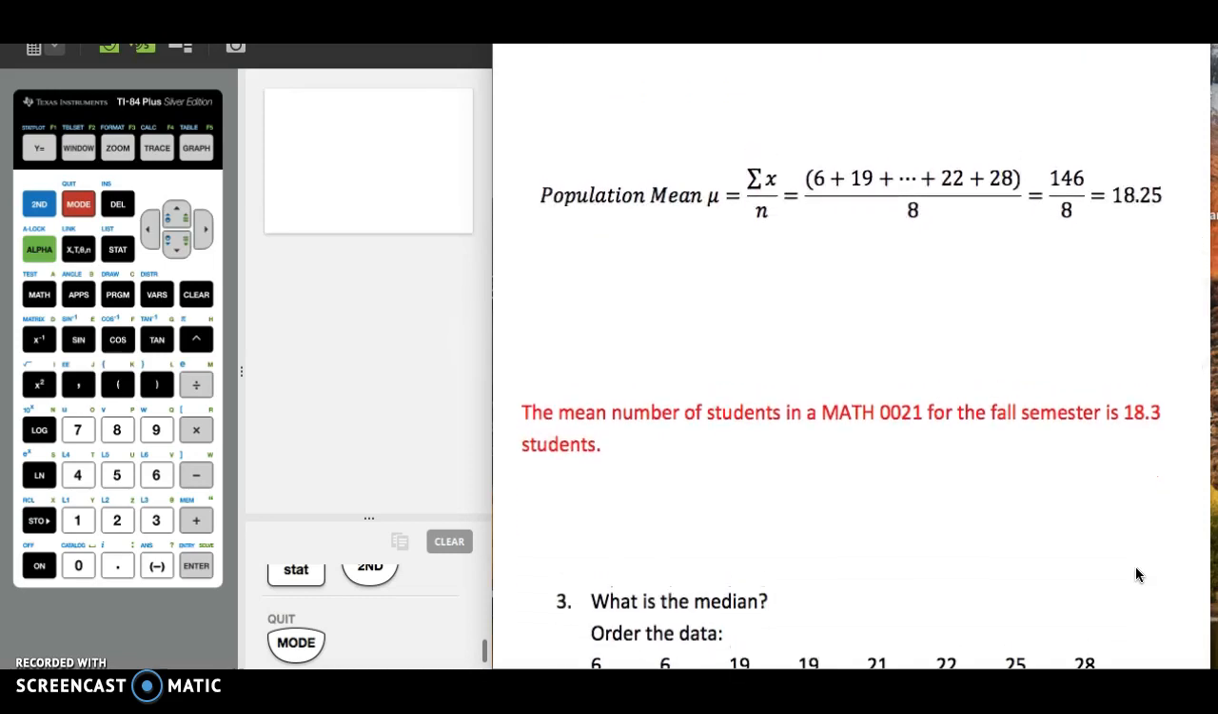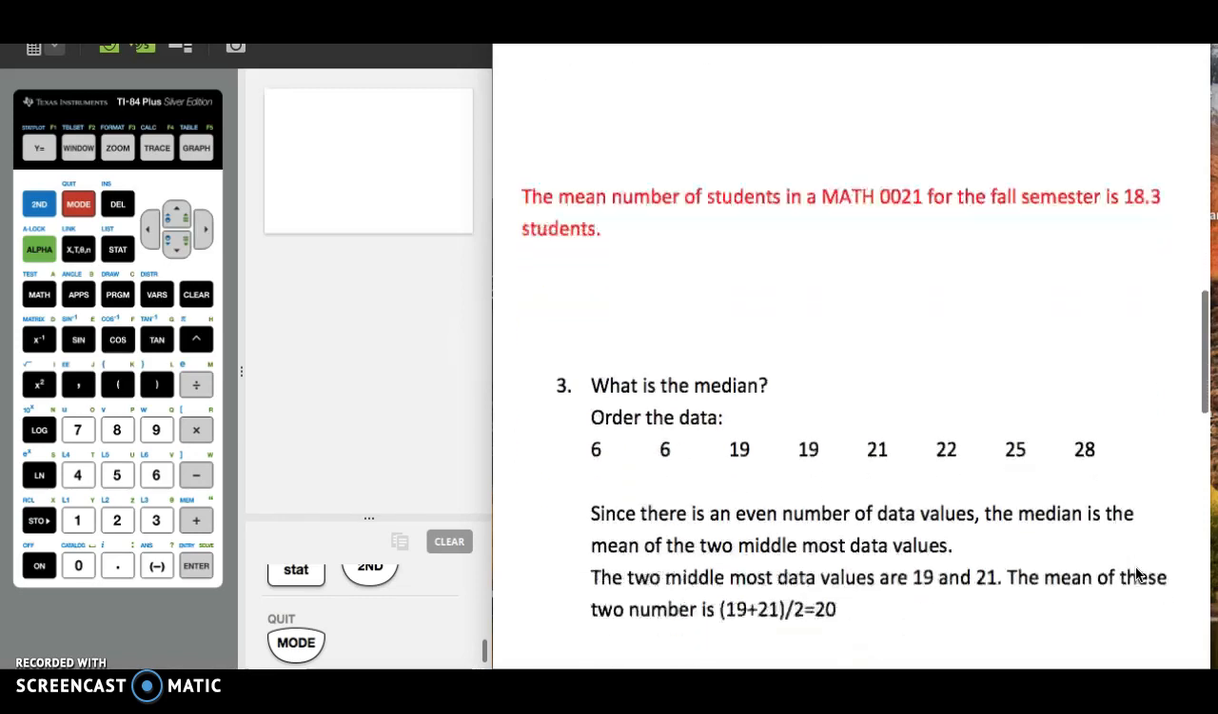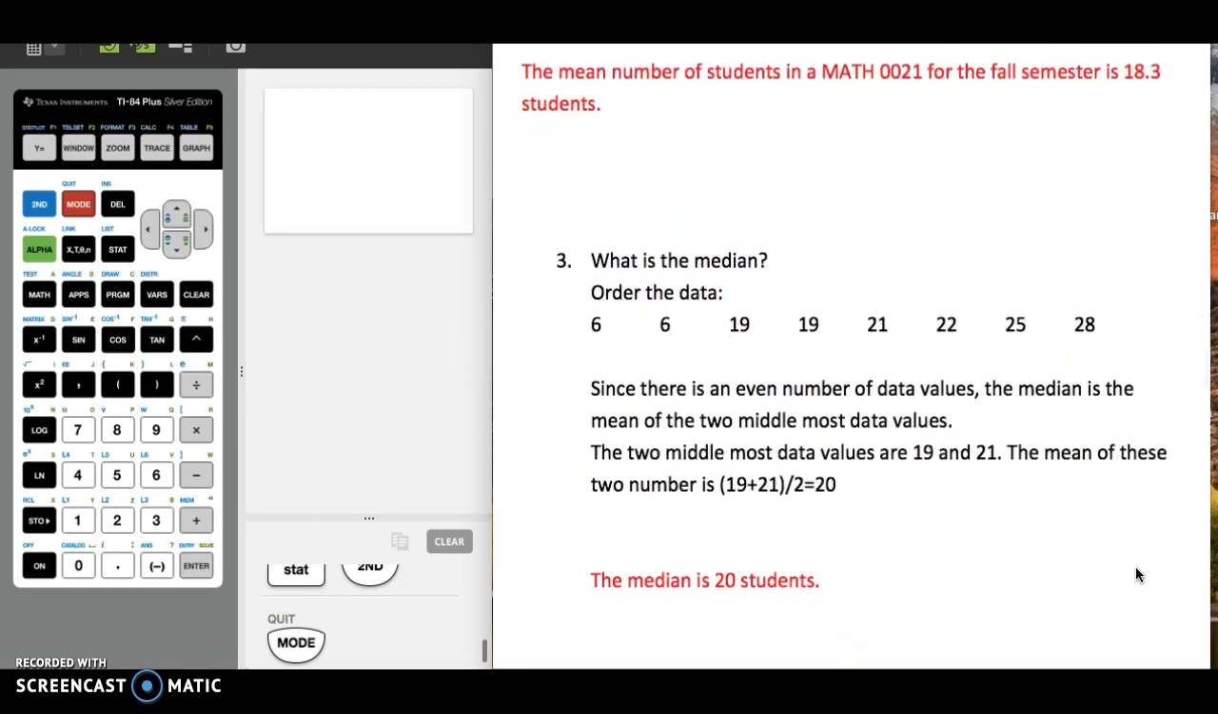What is the median of the data set? Well, to find the median, first remember you must order the data. So I ordered the data from smallest to largest, starting at 6, 6, 19, 19, 21, 22, 25, 28.